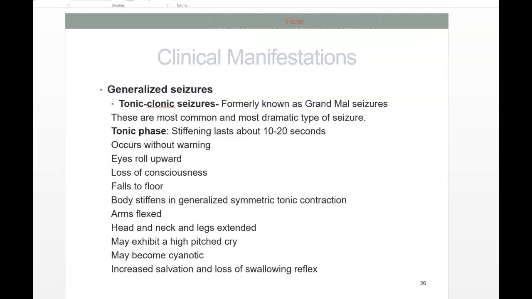So there is loss of consciousness from seconds to minutes. Generalized seizures are called tonic-clonic seizures, formerly known as grand mal seizures. These are the most common and most dramatic type of seizures. They go through a tonic phase and a clonic phase.